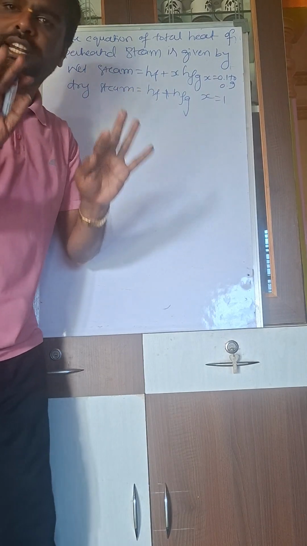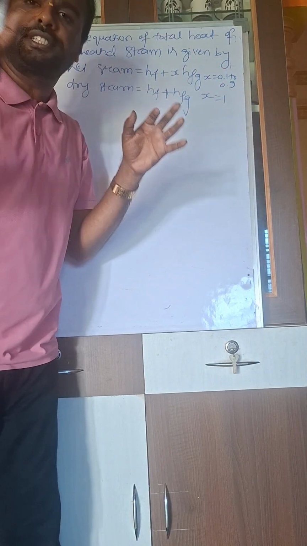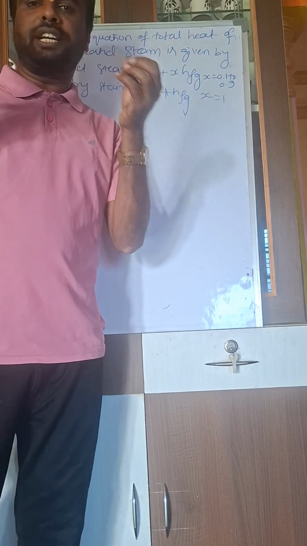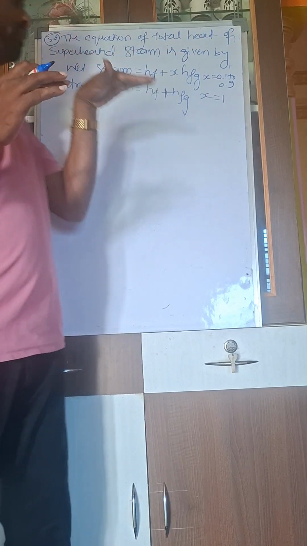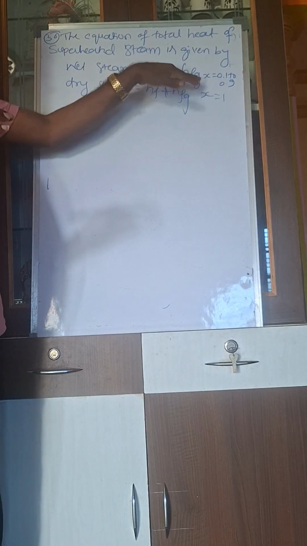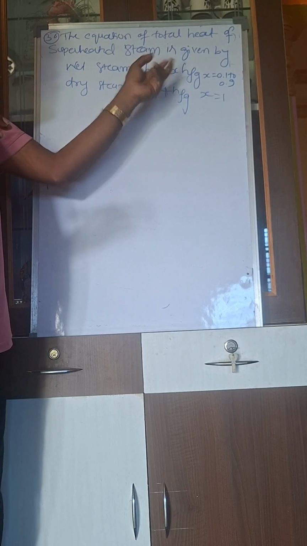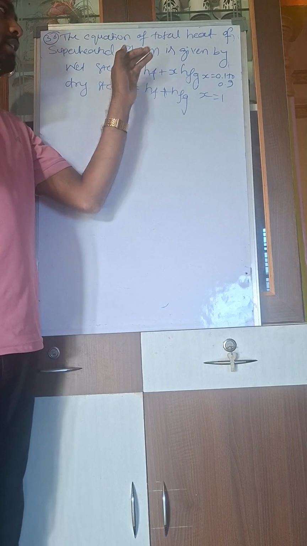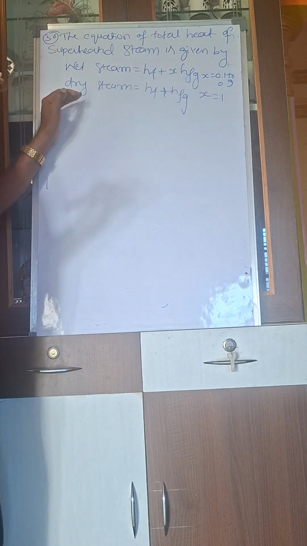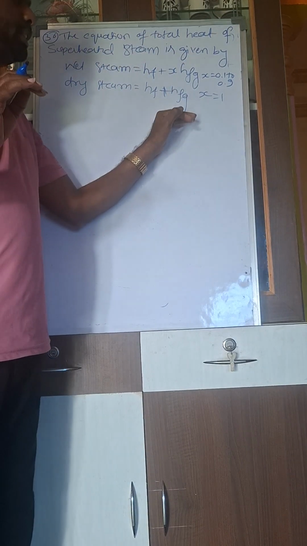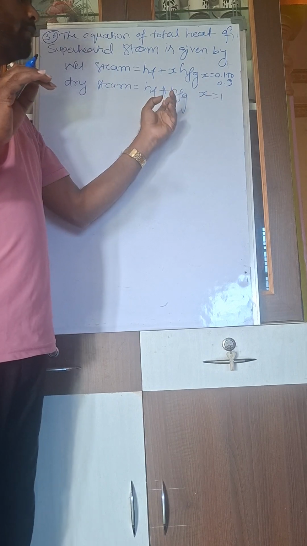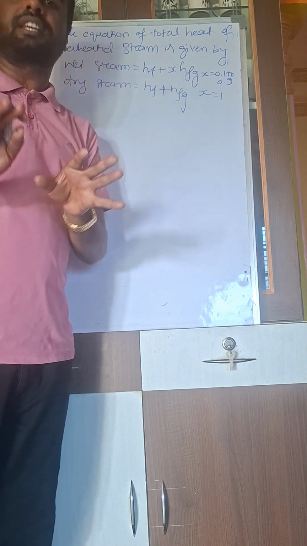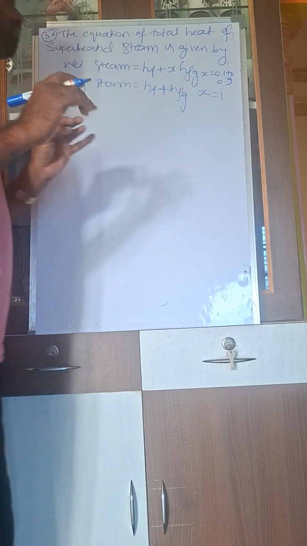See, there are three varieties of steam: wet steam, dry steam and superheated steam. When some amount of wet content is there, that steam is called wet steam: hf plus x hfg. hf means sensible heat, hfg means latent heat. Dry steam is hf plus hfg, x is equal to 1. In dry steam there is no wet content in the steam.